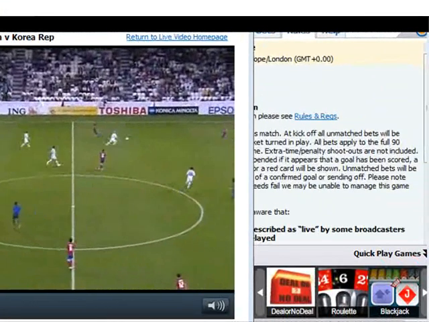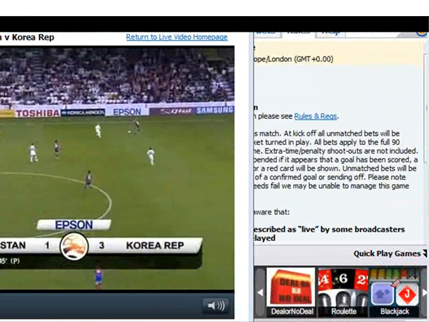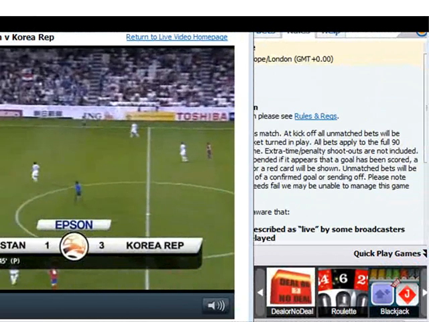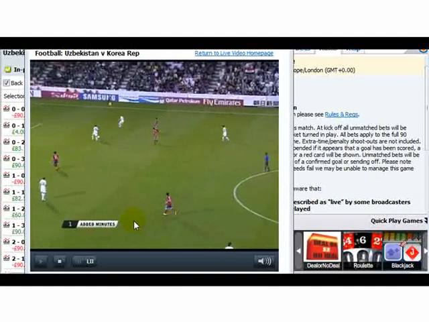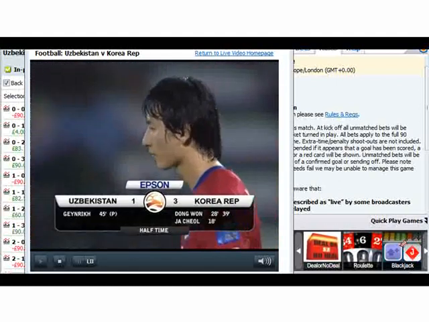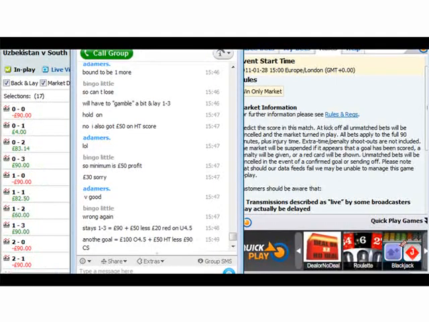And as we're considering this, right on the stroke of half-time, Uzbekistan got a penalty, which they converted, and that made the score 1-3. Now we're in a perfect no-lose situation.